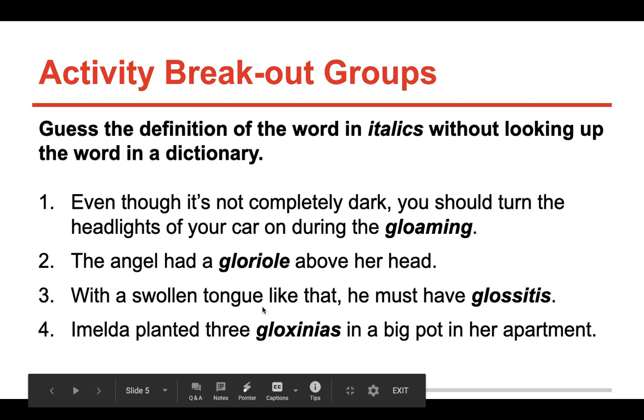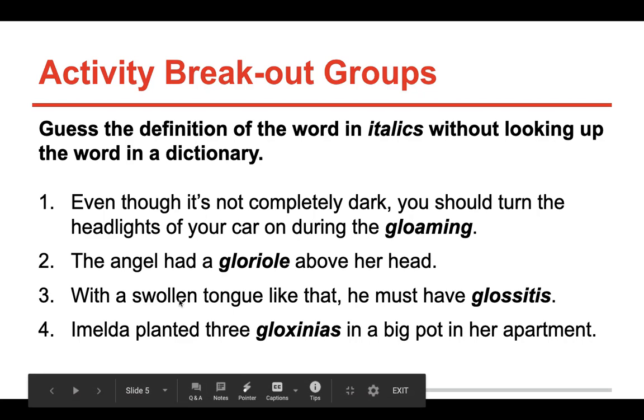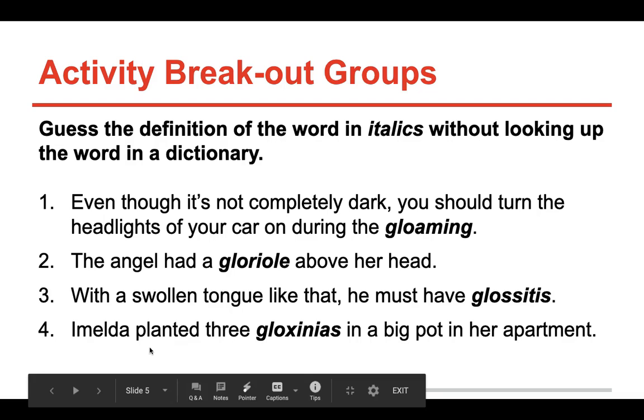With a swollen tongue like that, he must have glossitis. Itis, well, I've heard that before, sometimes arthritis or bronchitis. Sounds like a medical condition. And it must have something to do with the tongue because they have a swollen tongue. So maybe something's going on with their tongue. That's what glossitis means. And the last example: Imelda planted 3 gloxinias in a big pot in her garden or her apartment. I have never heard of the word gloxinia before, but it sounds like something you plant in a pot, so I'm thinking it's a flower or maybe a plant.